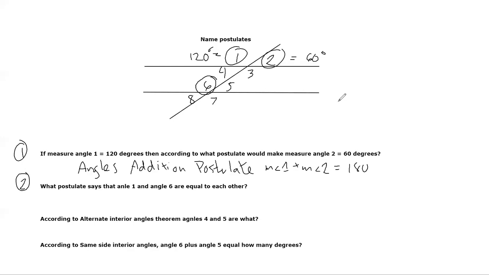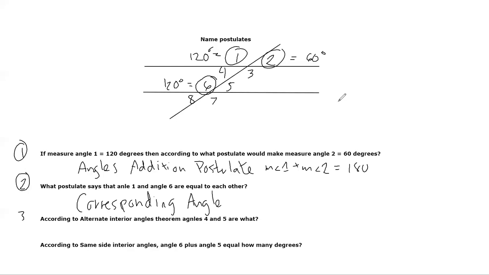They're in the same position, different parallel line, which means that these are corresponding angles. Angles 1 and angle 6 are corresponding to each other, right? And if they're corresponding, measure angle 1 is going to be equal to measure angle 6, and measure angle 1 is 120 degrees, which means measure angle 6 is also 120 degrees.